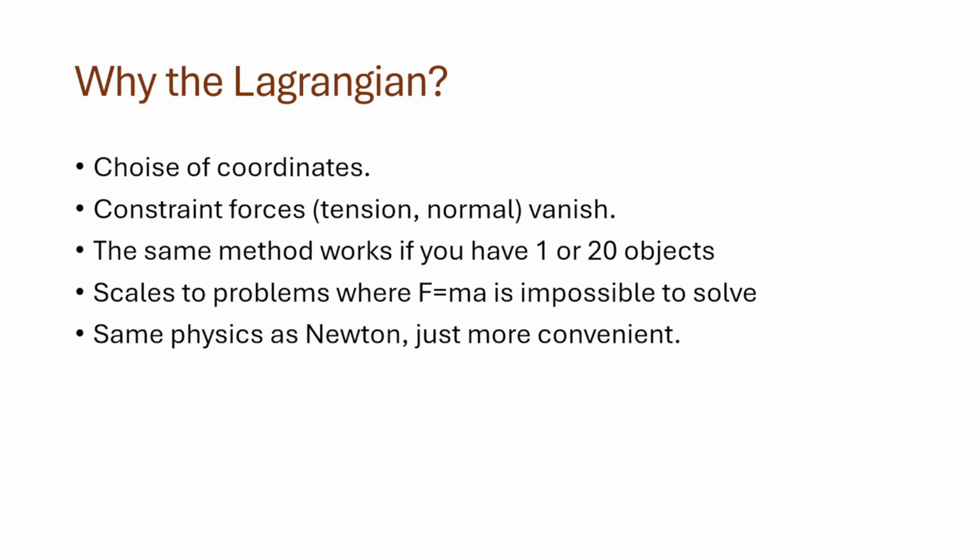Because if you have F equals ma and you wanted it with 20 objects, it's going to be a lot more complicated than using the Lagrangian with 20 objects. And the cool part is you can confirm that the Lagrangian and Newtonian mechanics both give the exact same answers for the same problems. It just might be a lot simpler to solve it using the Lagrangian. Sometimes it can be simpler to solve it using Newtonian mechanics. It just depends on the problem. But most of the time, Lagrangian mechanics is a lot less messy and way more convenient.